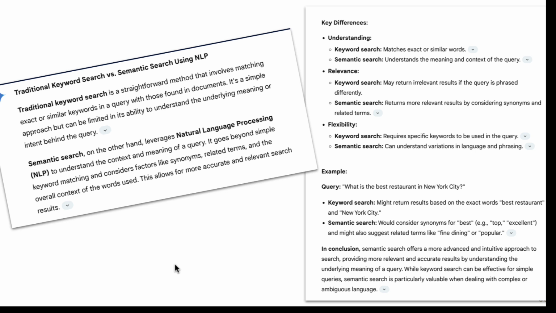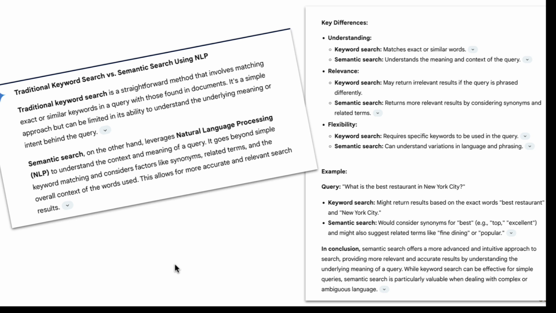This is just a chart from Gemini that reflects the difference, which you can take a look at on your own. I think what's important here is perhaps this example. So in Gemini, my prompt was, what is the best restaurant in New York City? And a keyword search might return results based on the exact words, best restaurant in New York City. However, a semantic search would consider synonyms for best, like top, excellent, and it might also suggest related terms like fine dining or popular.